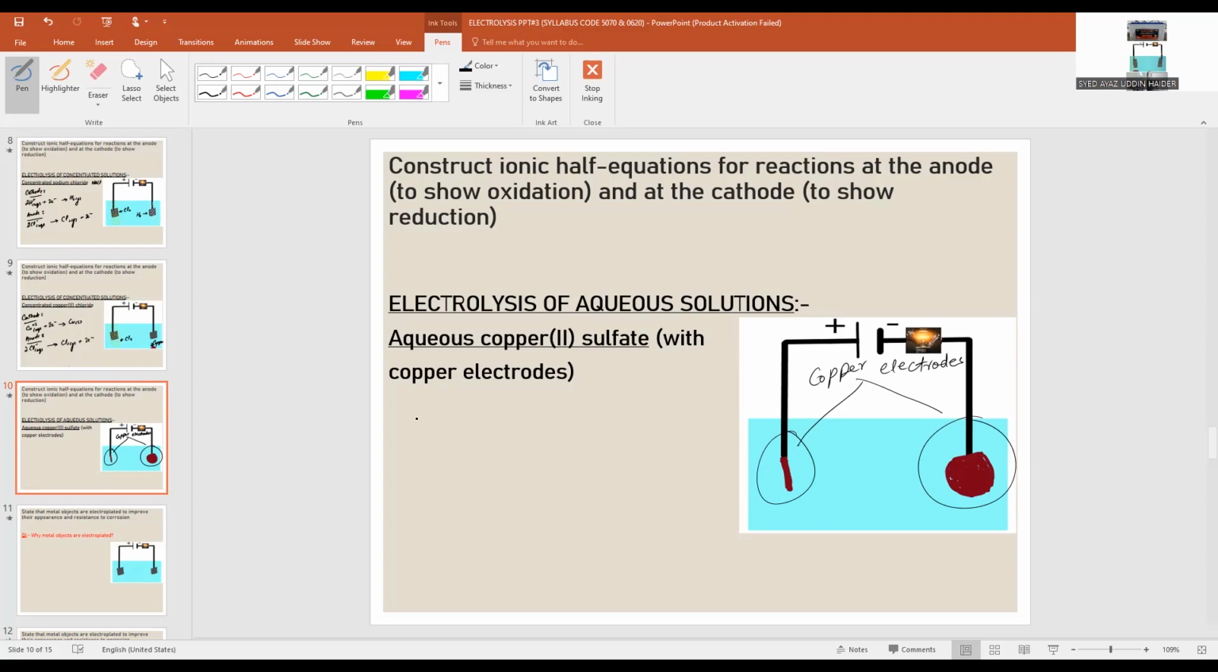Like this, I'm going to write it at the cathode, the gain of electrons by copper 2 plus ions: Cu 2 plus aqueous plus 2 electrons gives Cu solid. The reverse form will be written at the anode, that is Cu solid dissolves to produce Cu 2 plus ions. The reason is that copper electrodes are active and they participate chemically in the electrolysis. To compensate for the loss of Cu 2 plus ions in the solution, the copper anode dissolves.